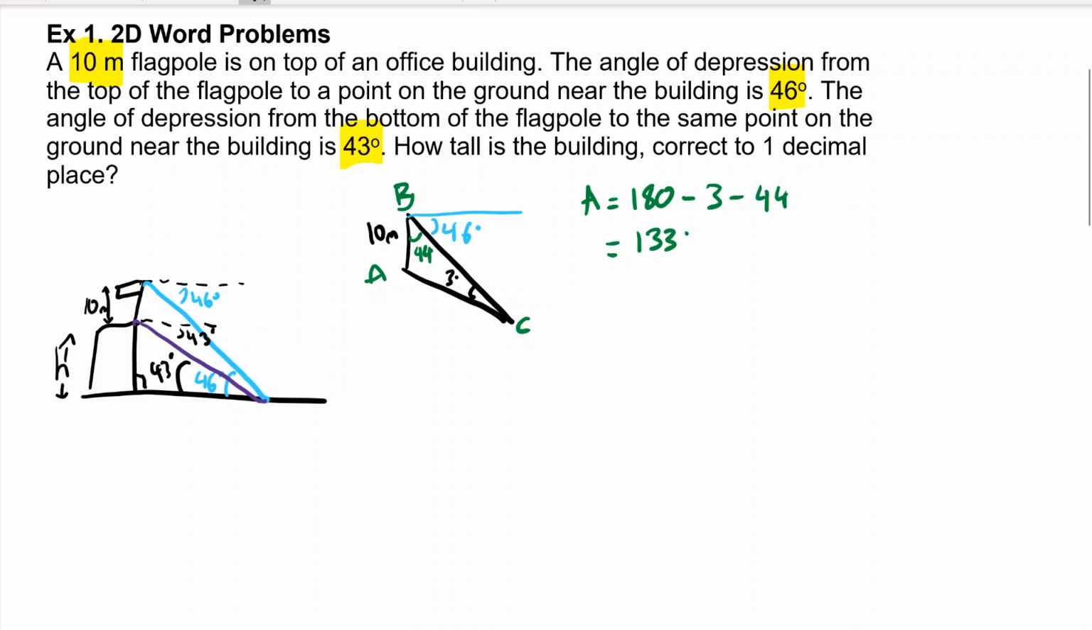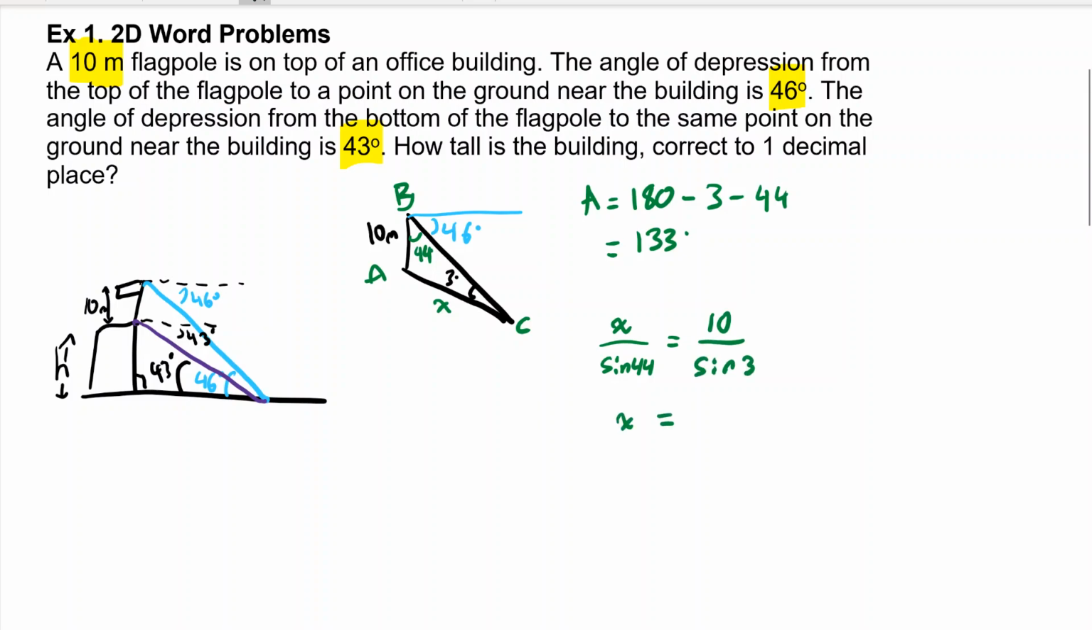Although I didn't really need A, now that I think about it, because all I really want to figure out is this side right here. I want to figure out what this side is. Because if I know that side right there, that means I can use one of my right angle triangles to figure out the height of the building. So I'm going to use sine law to figure out what x is. So x over the sine of 44 is equal to 10 over the sine of 3.